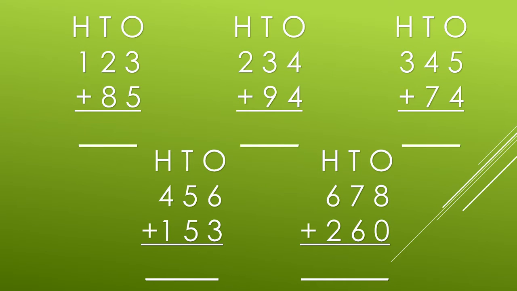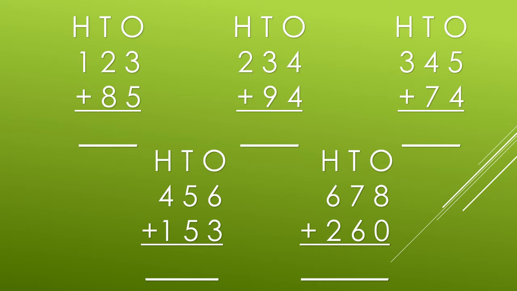Children, here are some examples for you. First example is add 123 and 85. Numbers are in proper places here. In 123, 3 is in 1's place, 2 is in 10's place and 1 is in 100's place. Same as in 85, 5 is in 1's place and 8 is in 10's place. Now add.